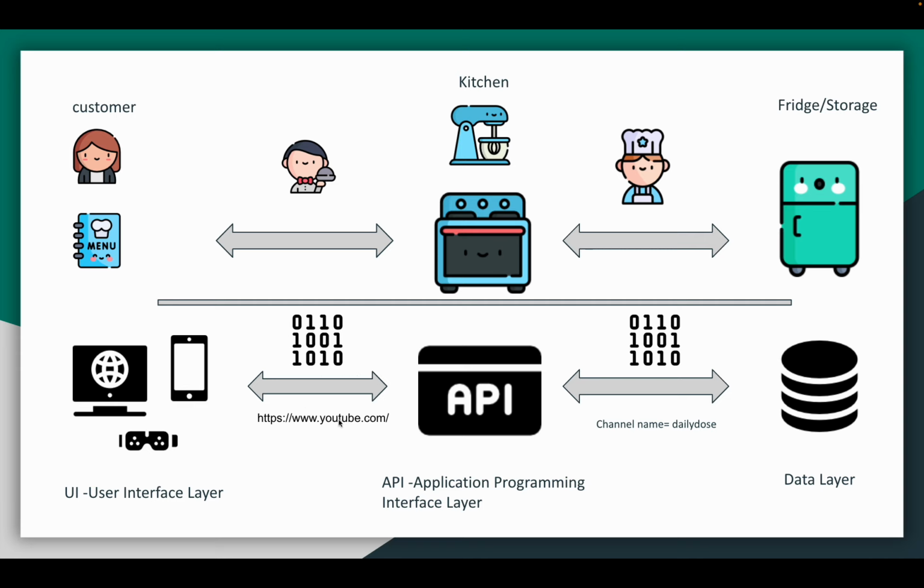Just to give you a quick overview, today we compared a restaurant example with the layers of an application. The three layers, just to repeat and make a point here, are the user interface layer, where the user interacts with a particular website or application. Then we have the application programmable interface. This is where the business magic happens: based on the requirement, this layer will interact with the data layer, fetch the information, and give it back to the UI.